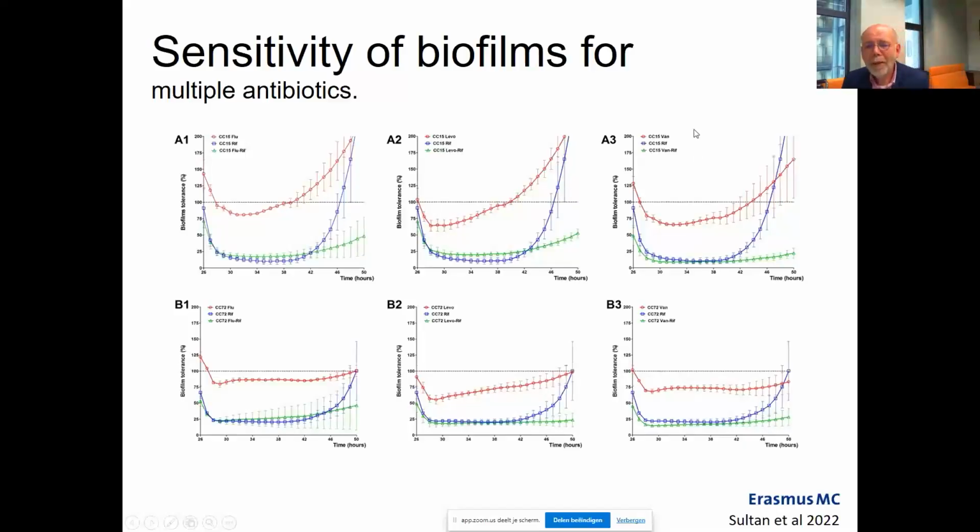The combination of vancomycin and rifampicin is the same. This is one strain, and this is an example of another strain. And here again, clearly, it looks like the combinations that I just mentioned. So with the fluclox, with levo, and with vancomycin, at least, I don't dare to say prevent, but during the time that we have been measuring, we don't see rifampicin resistant strains popping up.